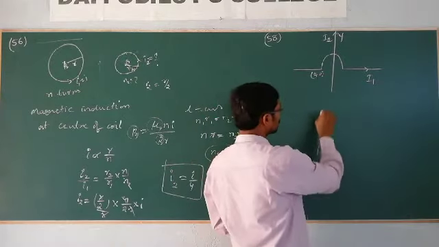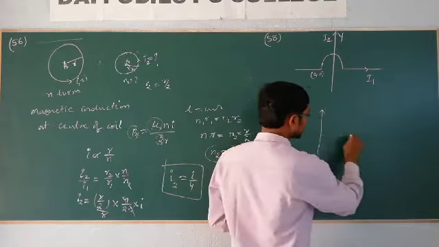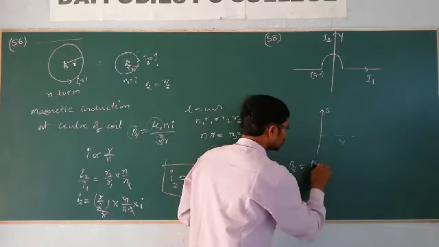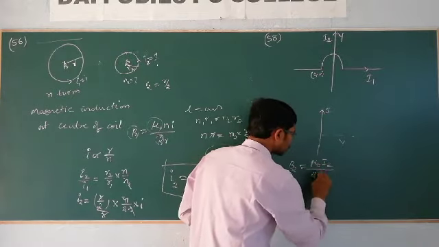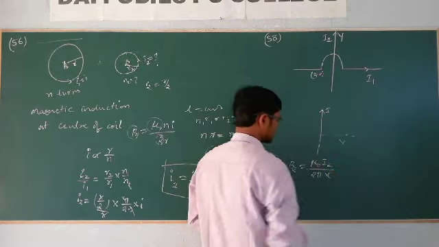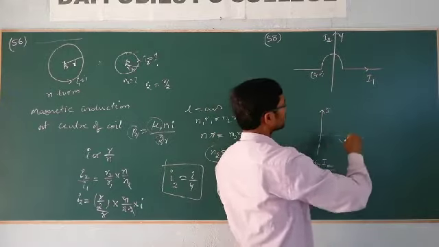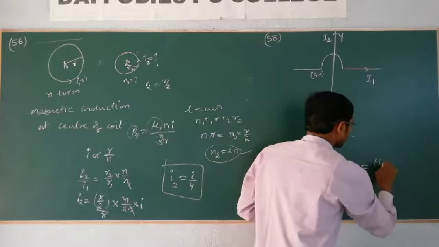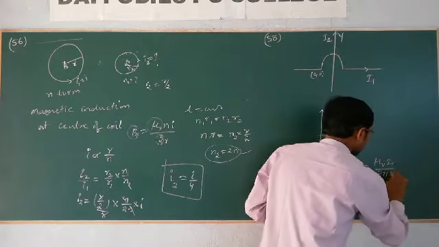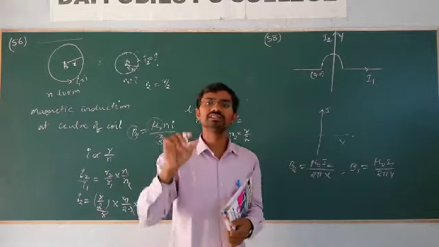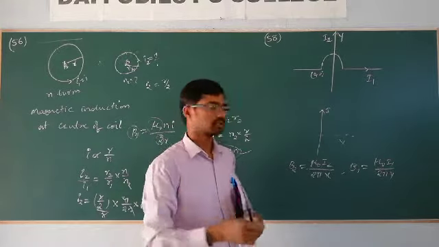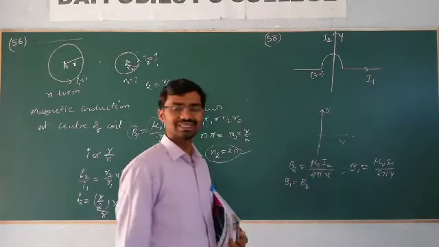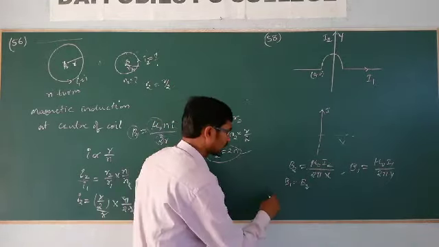For example, due to this one, at a distance x, what is the magnetic field? B2 is equal to mu naught I2 by 2 pi into x, coordinate x. But due to this one, at a distance along this one, at y, B1 is equal to mu naught I1 by 2 pi y. To have zero magnetic induction, then what? B1 must be equal to B2. Is it? B1 must be equal to B2. So what can we write here?